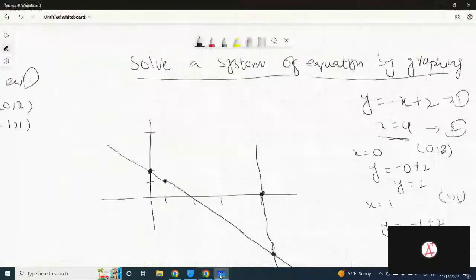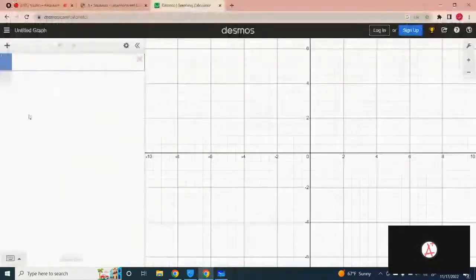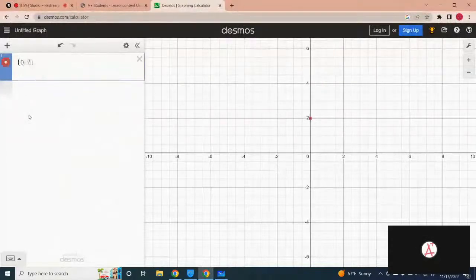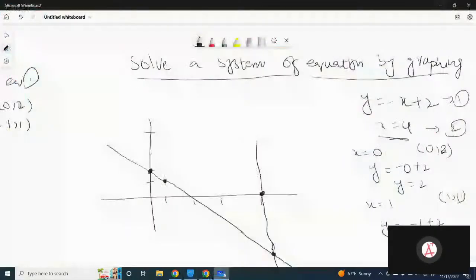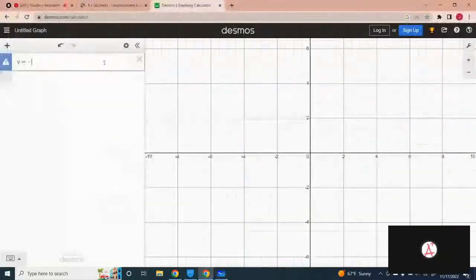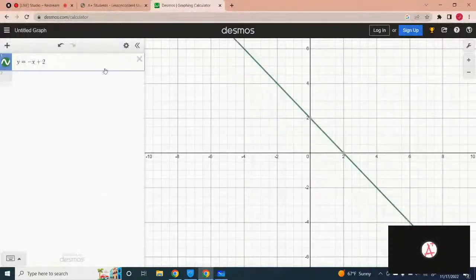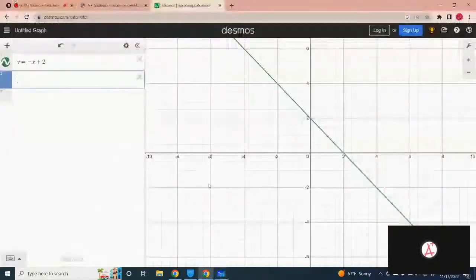I have the points (0, 2) and (1, 1). Got it? Or either I can write the equations. Let me just write down the equations. That would be very easy. The equations are y equals negative x plus 2. And for the second one, you have the point that is x equals 4.